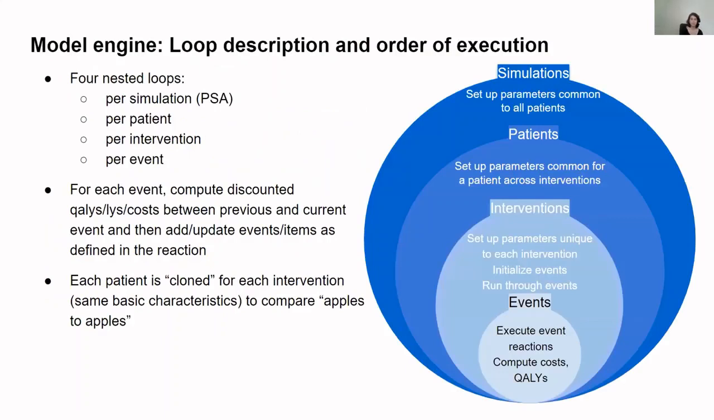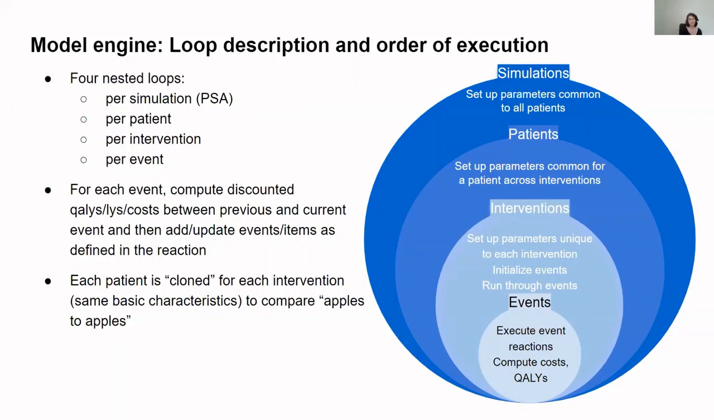So now looking into what happens behind the curtains, the model engine, we are looking at 4 nested loops. The outermost loop would be the simulation, for example, for probabilistic sensitivity analysis. In this loop, the parameters are set up that are common to all patients. The next loop is the patient loop. And here the model sets up the parameters that are common for a single patient across different interventions.